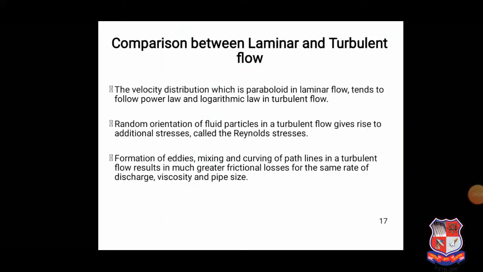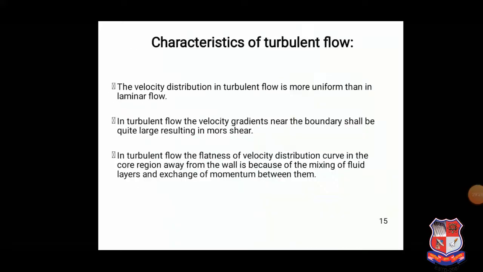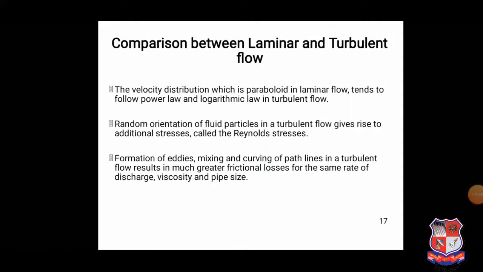Now what are the comparisons between laminar and turbulent flow? The velocity distribution, which is paraboloid in laminar, tends to follow the power law and logarithmic law in the turbulent. As I already told you in the previous slide, in the turbulent flow it is more uniform. Uniform means continuous. But in the case of laminar, it is a paraboloid. So they have to follow the logarithmic law in the turbulent flow.